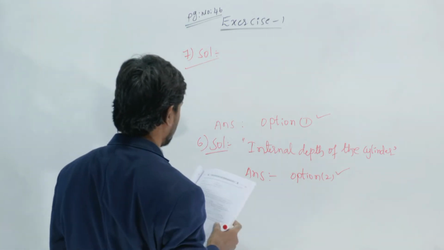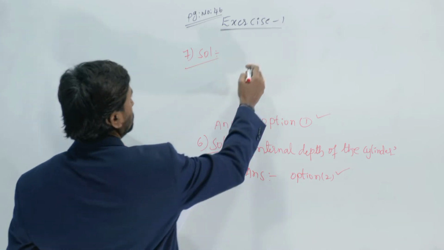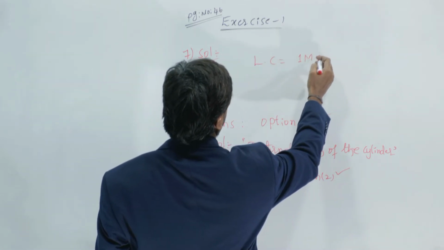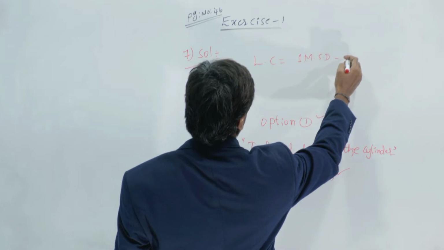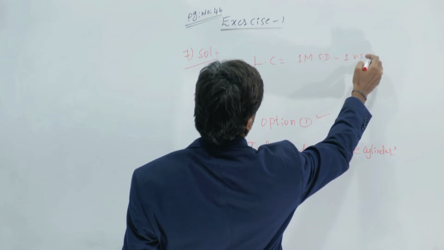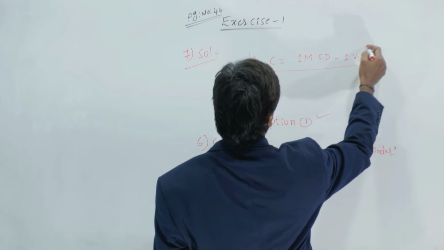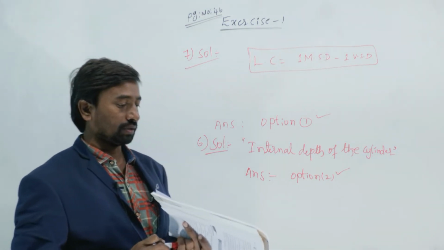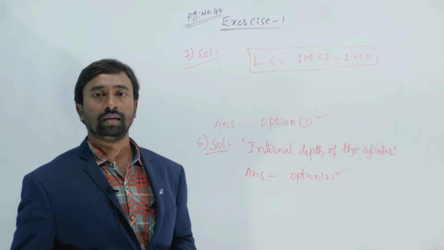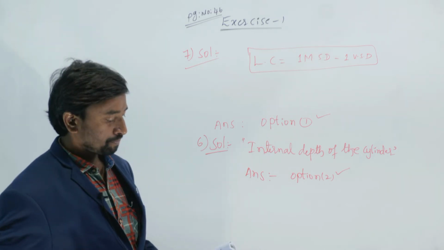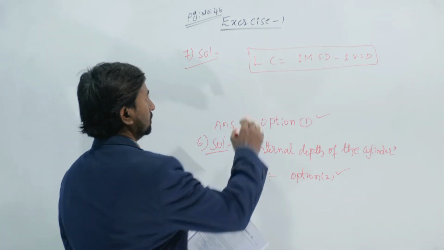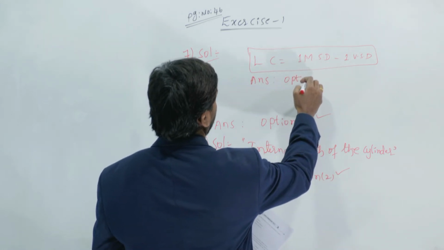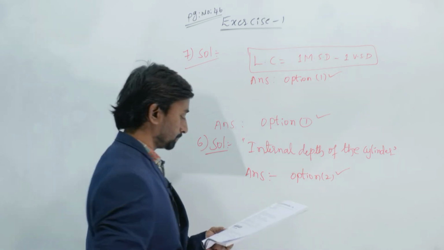The 7th one is a direct answer, that is least count. The formula of the least count: we know that it is the difference of the main scale and one vernier scale division. So this is a formula for the least count. We have two formulas. One main scale division minus the vernier scale division is called the least count. Okay, direct formula. So the correct option is option 1.